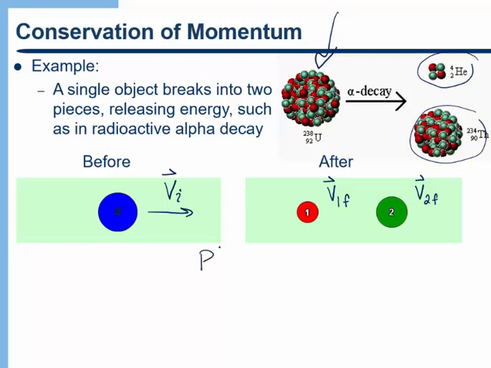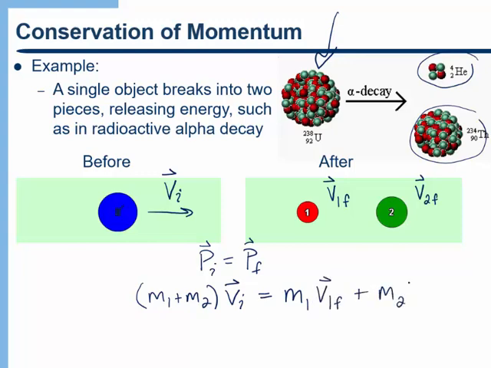Again, we're always going to start with Pi equals Pf. And if we look at the momentum before the explosion, we had one object of combined mass m1 plus m2 times the initial velocity vi, and that's got to be equal to the momentum of object 1 after the explosion plus the momentum of object 2 after the explosion. So that's how I would write conservation of momentum in this kind of a problem.